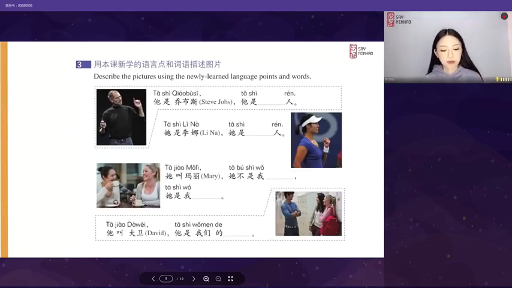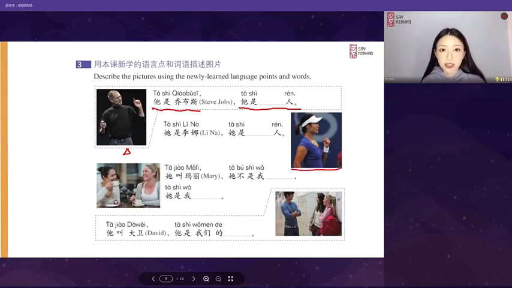Let's do some exercises. First, we can see here is Steve Jobs. Now let's fill in the blanks. First one, 他是乔布斯。It is the translation of Jobs in Chinese, okay? 乔布斯. Read after me. 他是乔布斯 means he is Steve Jobs. And 他是什么人? He is from America, so America is 美国人. Very good, 美国, 他是美国人.